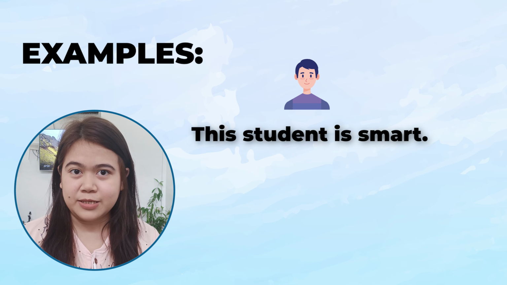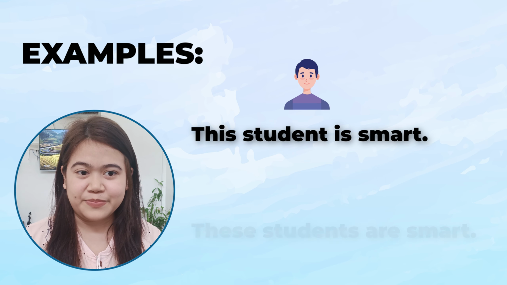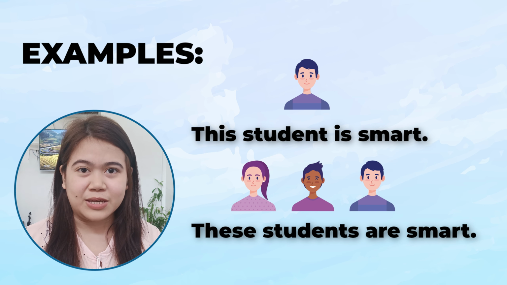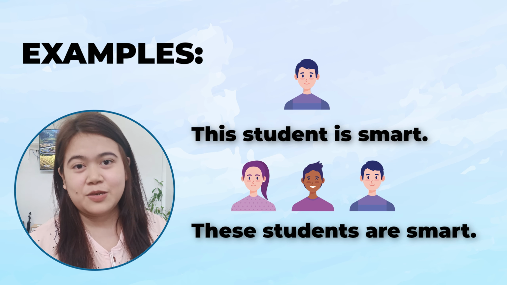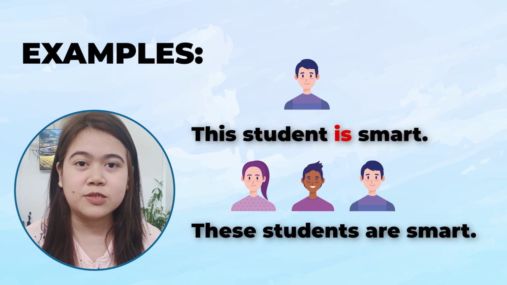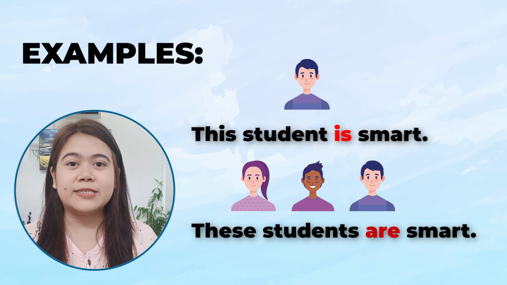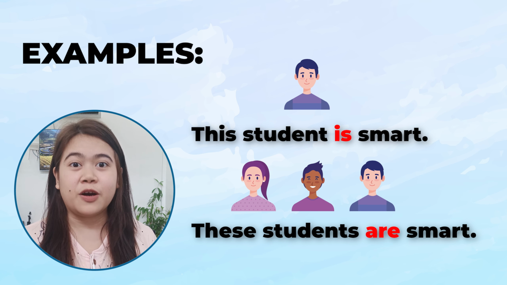This student is smart. These students are smart. You can see the difference. The first one is only one, and the second is a group of students.